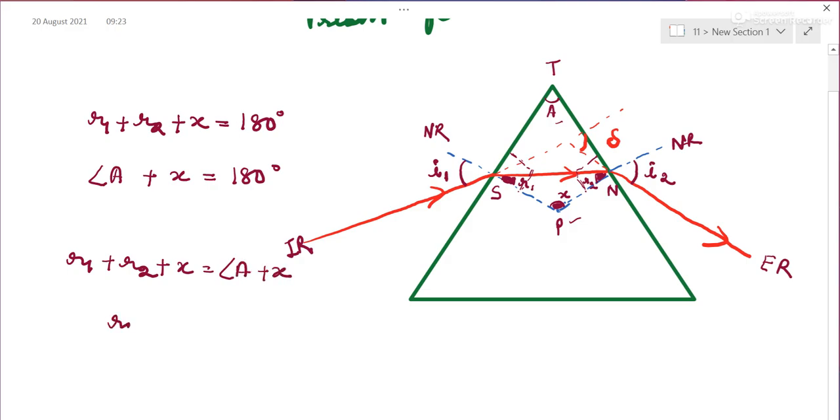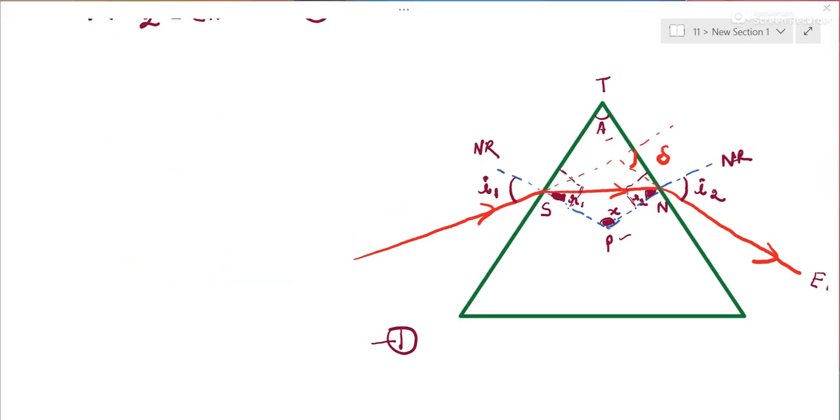X cancels. So R1 plus R2 is equal to angle A. This is equation number 1. We'll keep this relation. Now we will see further. Angle of deviation is here. This is the angle of deviation.